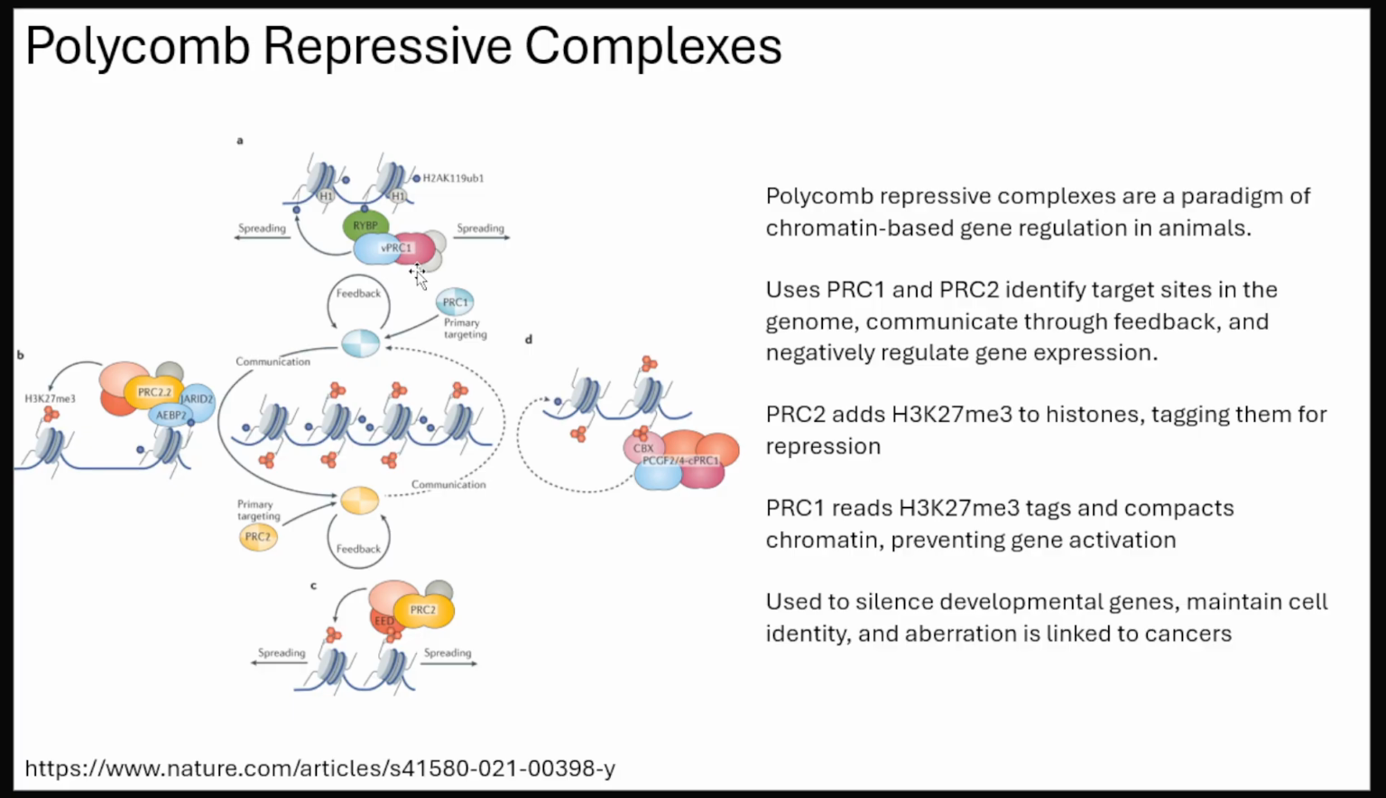So again, it's what makes your eye cell an eye cell and your liver cell a liver cell. It stops liver genes from being expressed in your eye. And the aberration of this is, again, linked to cancers.